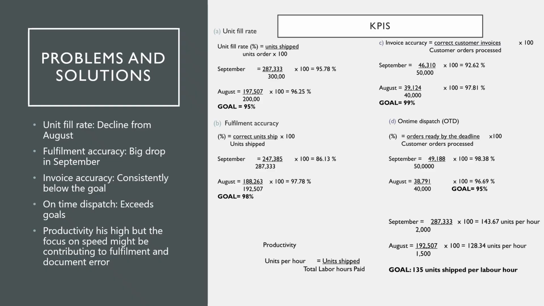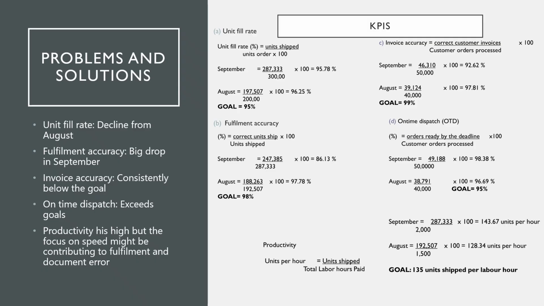The second major issue is fulfillment accuracy, which experienced a significant drop in September. Fulfillment accuracy is about sending the right product in the right quantity to the right customer. When this KPI fails, it directly damages the customer's trust. A customer who receives the wrong item or the wrong amount may not only return the order, but also think twice about ordering again in the future. For TVG, that means a lot of lost sales opportunities and a higher return processing cost.